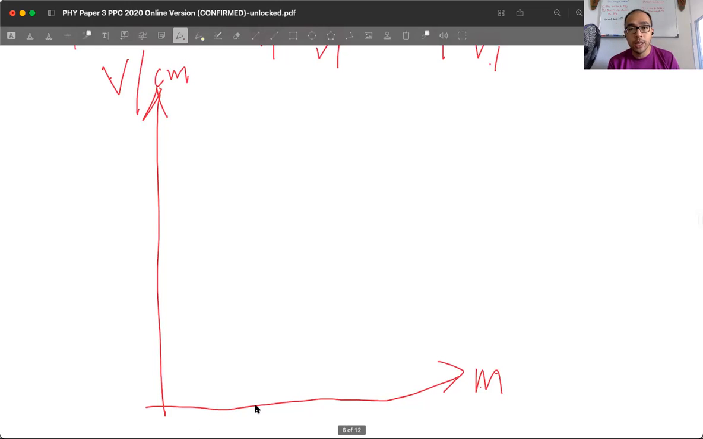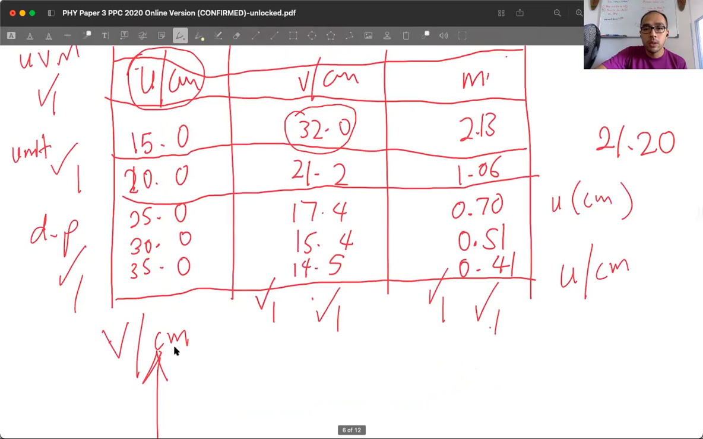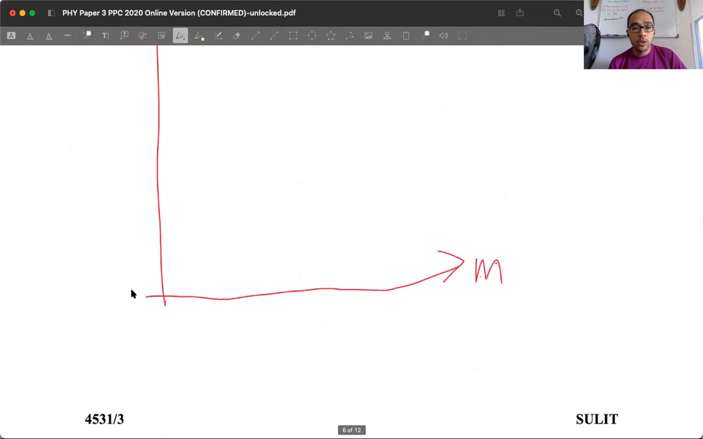Criteria number 3, your skala di sini kan adalah sekata. Okay, and I think most people did this quite well. So the 0.4 until 2, and then here after it's 14.5 until 32. Usually we always start with 0, 0 lah. Okay, then after you label, tat, tat, tat, tat, tat. Kalau saya nampak sekata, you get the third tick.